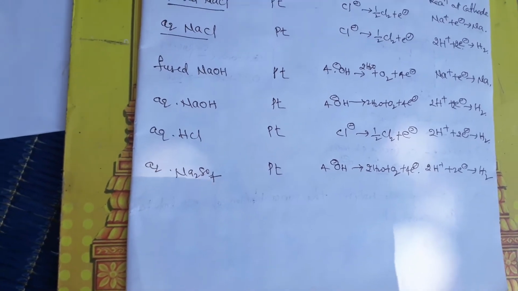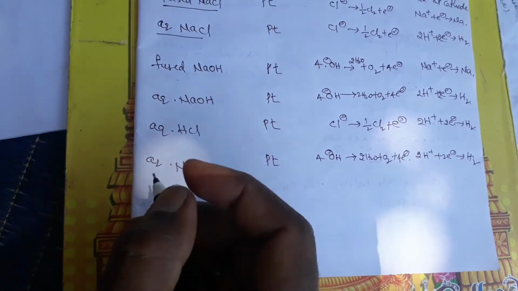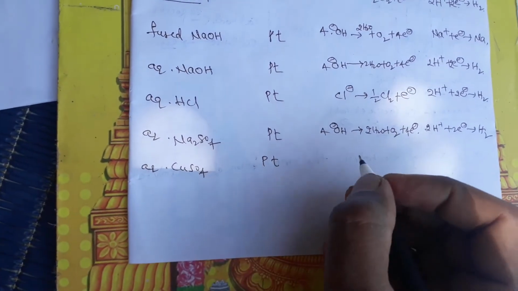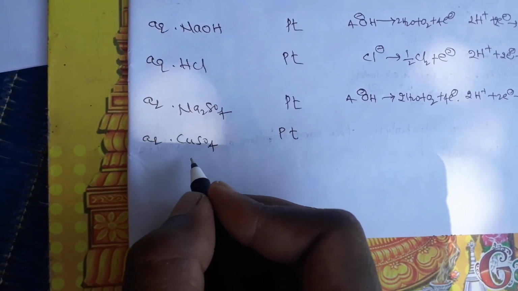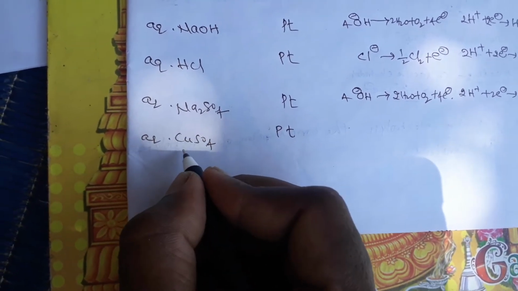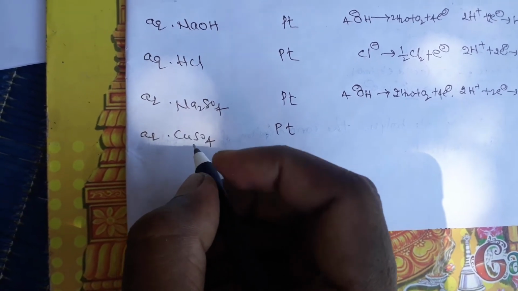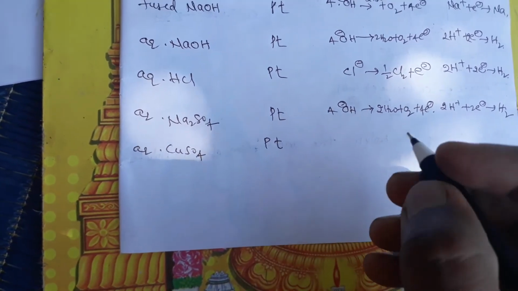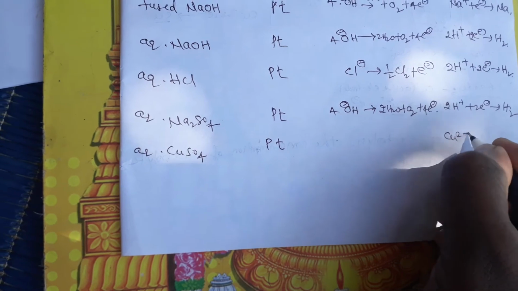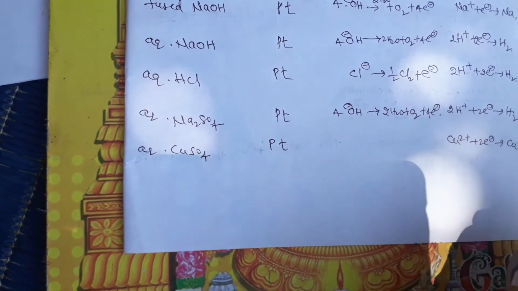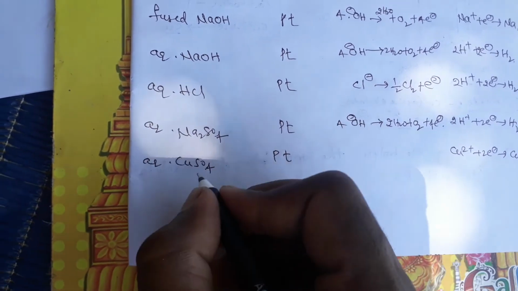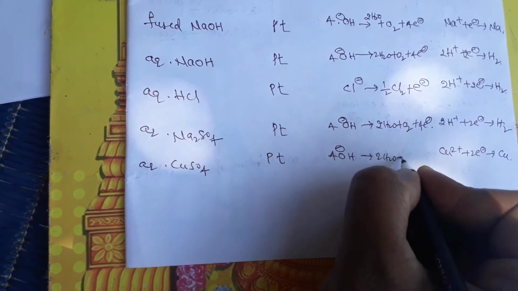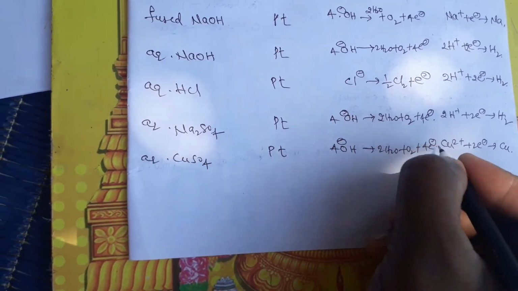Next thing is if you take copper sulfate, aqueous copper sulfate and platinum electrode. That means here you have Cu2+ and, because it is aqueous, H+. Which one has the higher reduction potential, the discharge potential is for H+, and Cu2+ has the least discharge potential. So Cu2+ + 2 electrons gives rise to copper. And at the anode, SO4 2- and OH-, 4OH- gives rise to 2H2O plus O2 plus 4 electrons.